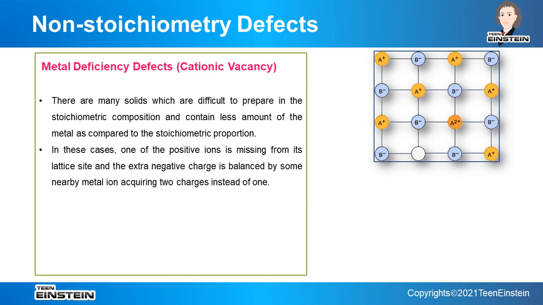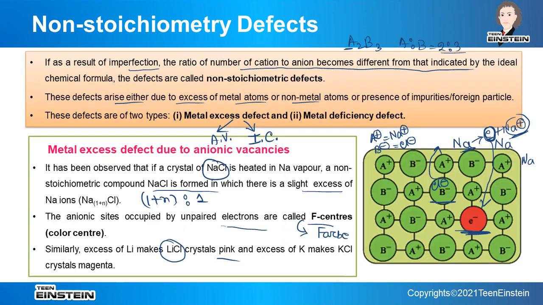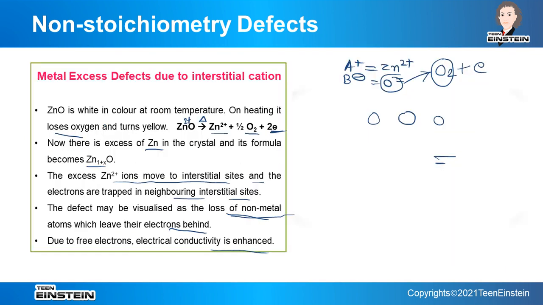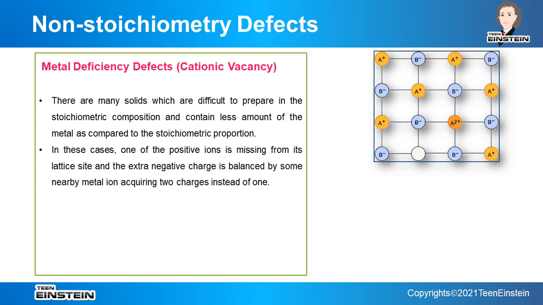Now metal deficiency defect. Remember this slide: metal excess defect number 1 and metal deficiency defect. So now metal deficiency defect. Metal deficiency means obviously cationic vacancy.